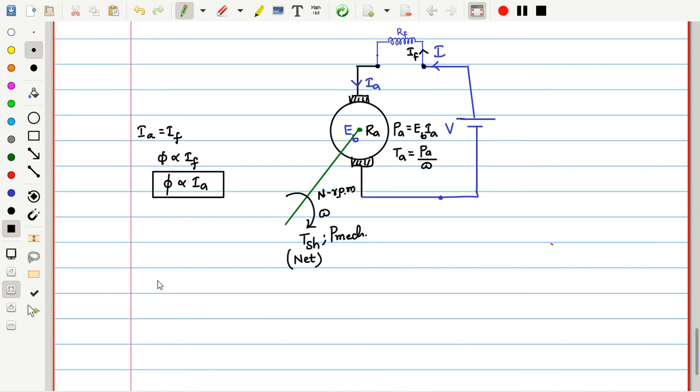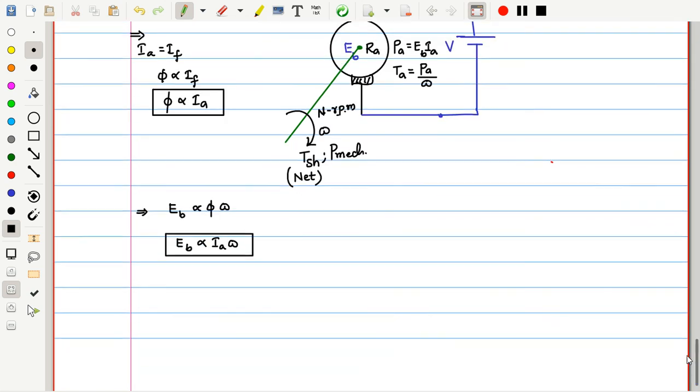Next, we had seen that the induced EMF in the armature, EB, is proportional to flux into speed. This proportionality relationship we can write this way: EB is proportional to phi, and since phi is proportional to Ia, I can replace phi with Ia. So I can write this as Ia into omega. This is the second important conclusion which we can utilize for drawing the characteristics.